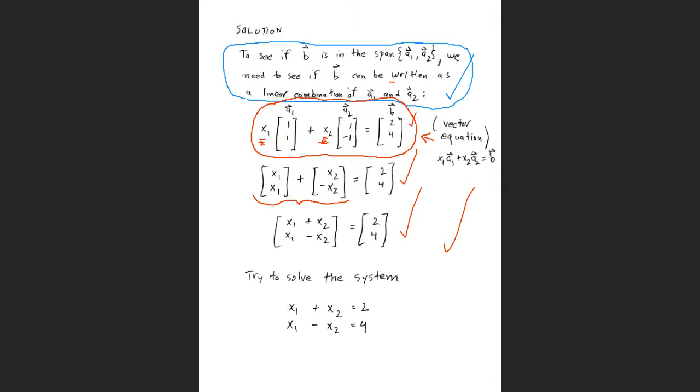Okay, well, if you're good with that, what we want to do now is find x1 and x2 such that these two vectors are equal. If they were equal, that means x1 plus x2 would have to equal 2, and x1 minus x2 would have to equal 4. So we're back to solving systems of equations again. The vector equation is giving us a system of equations, and now we're going to solve that.